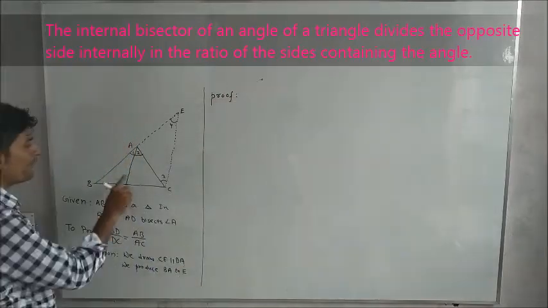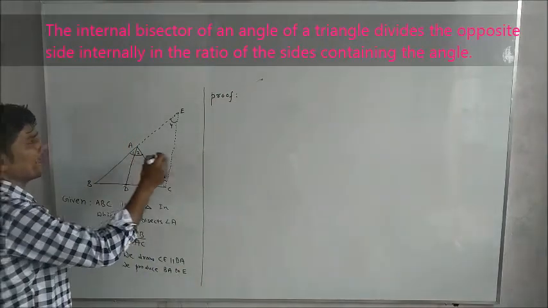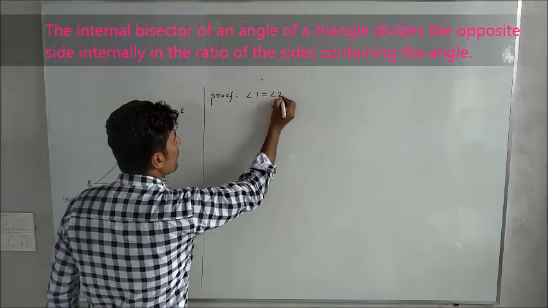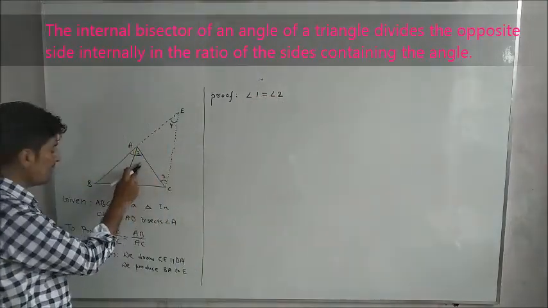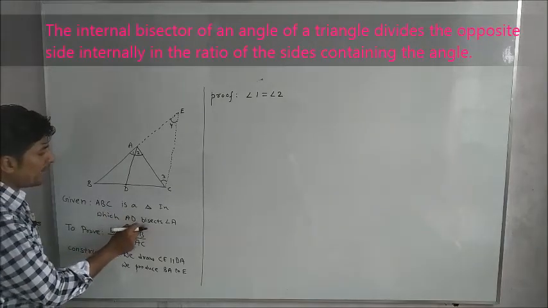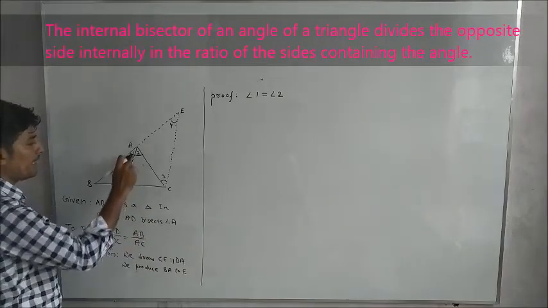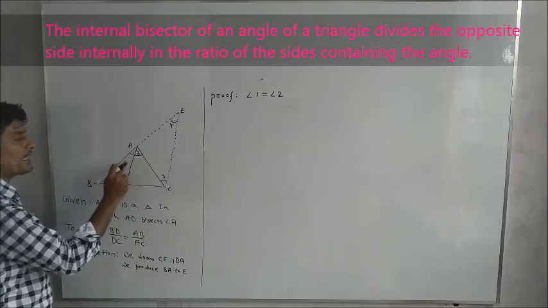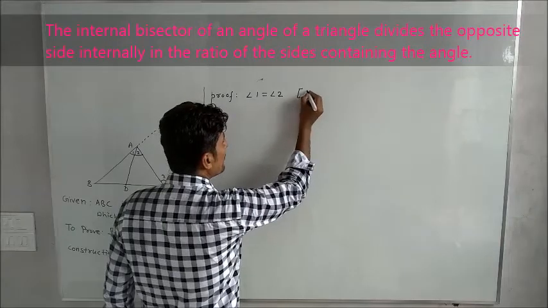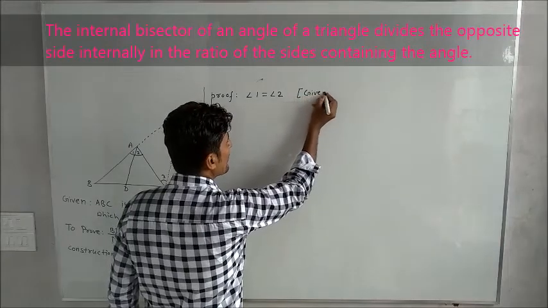In proof, first of all we write angle 1 is equal to angle 2. Why is angle 1 equal to angle 2? Because in given it is already given that AD bisects angle A. Hence angle 1 is equal to angle 2.